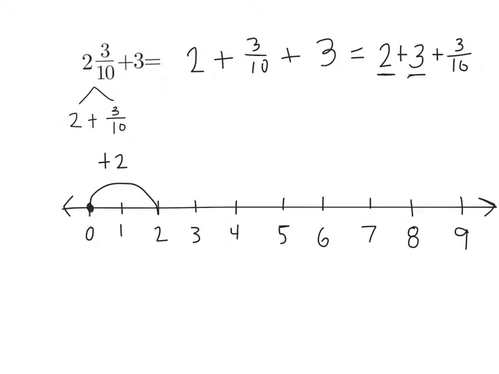Then I have to travel how many more? 3. So here's 1, 2, 3. So this whole part here is plus 3. After I do plus 2, plus 3, what number am I at? What number am I at?